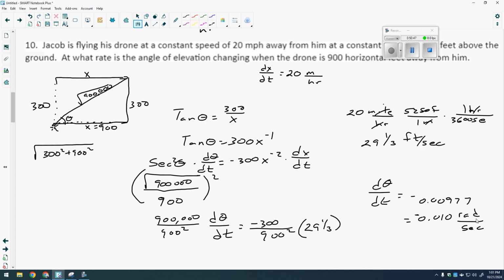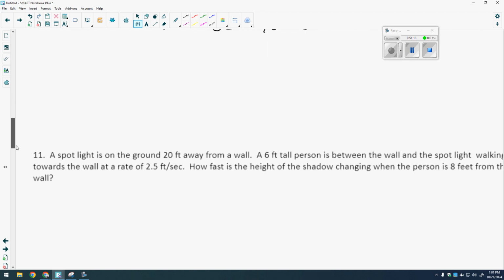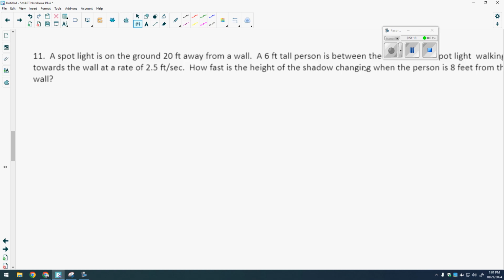Now, what is that saying? That's saying my angle is getting smaller as the drone moves away, which it would. As the drone moves away, this angle, if I go a little bit further away and a little bit further away, is getting smaller, which makes sense. Notice it is different than my negative 0.00667 that's on the answer key because of this 29 1/3. Okay. Your turn.